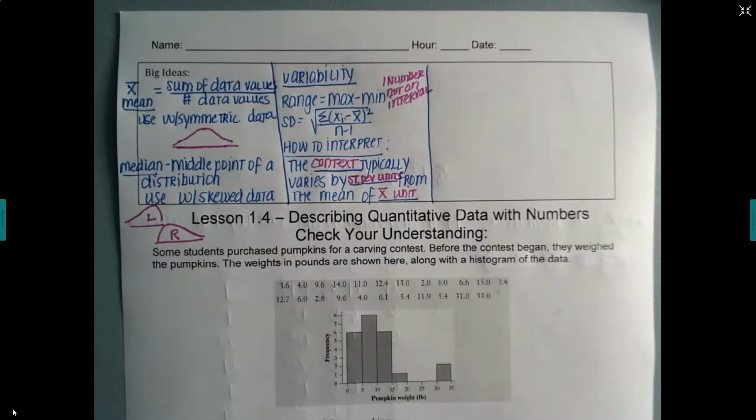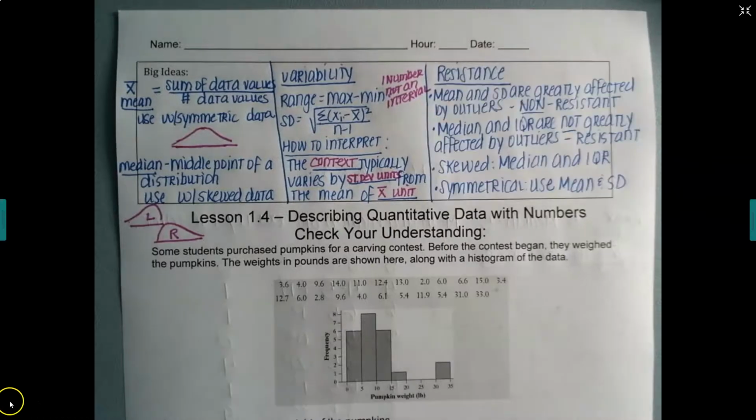The last thing that we want to talk about is resistance. The mean and standard deviation are greatly affected by outliers. That means they are non-resistant. They get pulled way off from where they would be if the outlier wasn't there. They can't help but to move. The median and the IQR are not greatly affected by outliers, therefore they're resistant. They're able to resist the pull and stay essentially where they began. They may not stay in the exact same spot, but they're still very close to where they were.